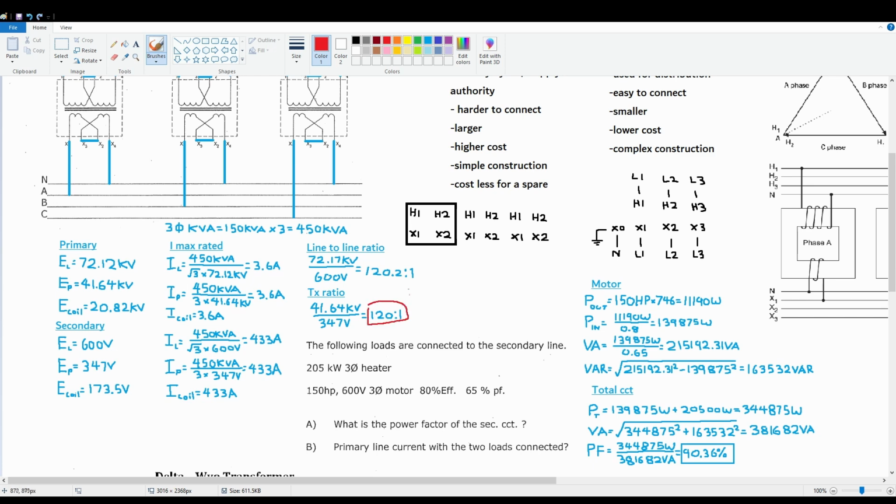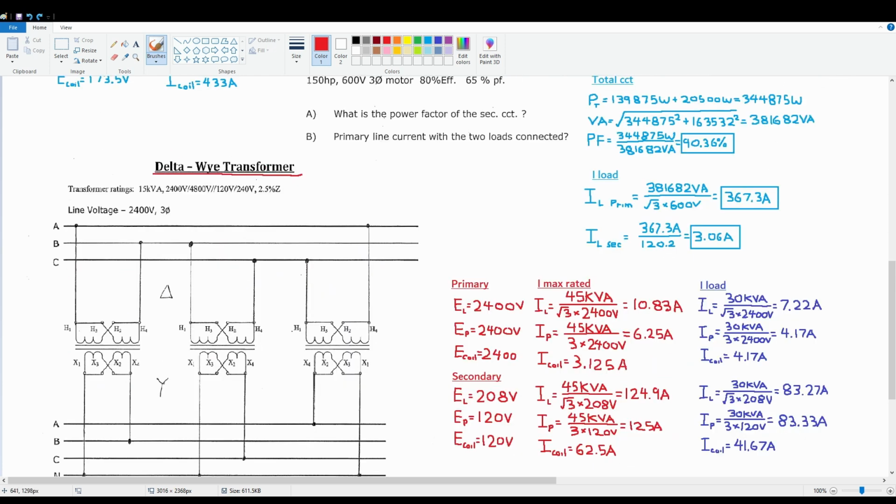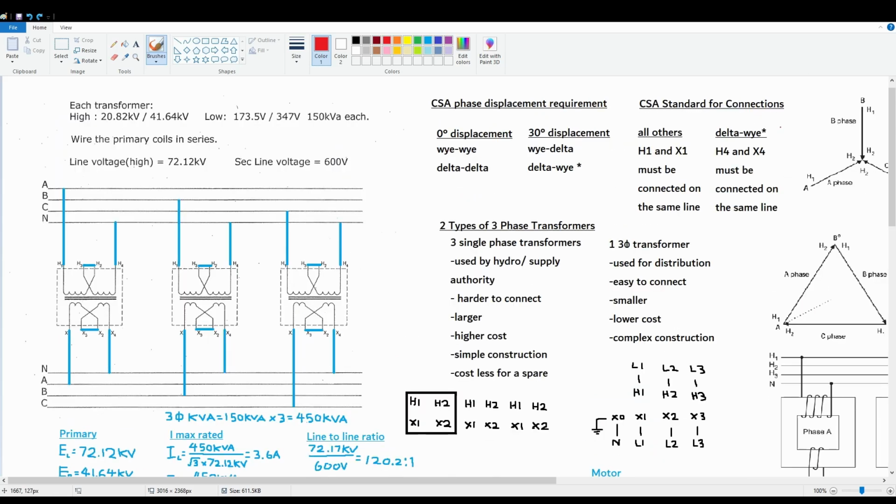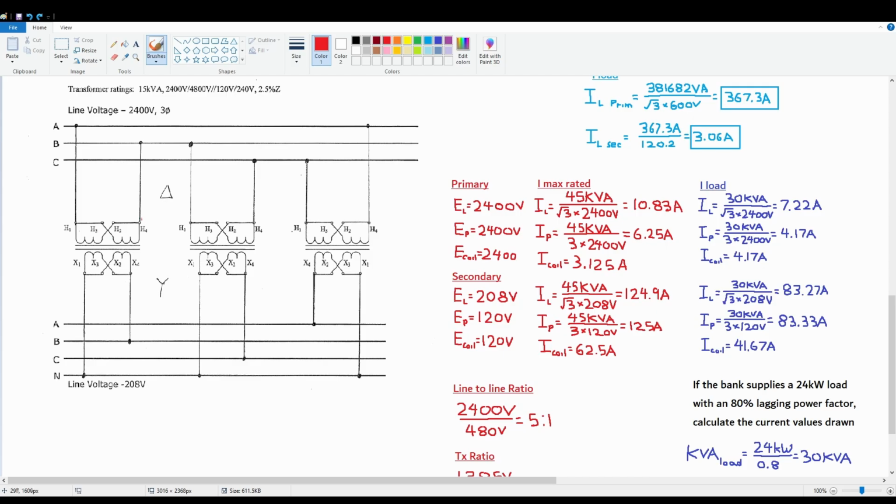It'll be 120 to 1. Alright, so now I'm going to go over this delta to Y transformer calculation question. Another thing to note, this is a delta to Y, so I'm going to use the special connection rule for the delta to Y transformer. I have H4 here connected to B. That means I must connect X4 to line B as well. And then for the next one, H4 to C, X4 to C. Last one, H4 to A. That means X4 has to be connected to A.